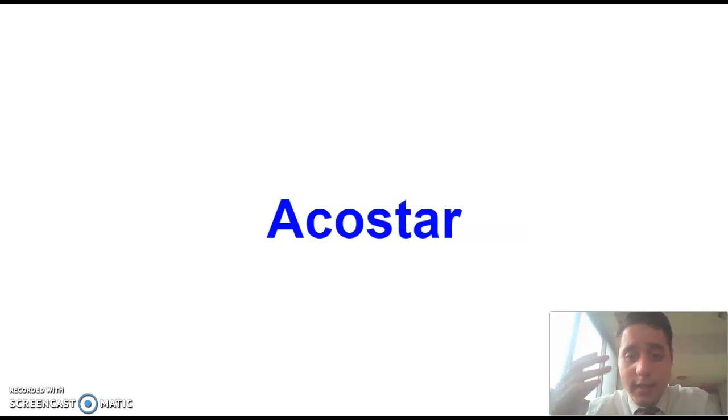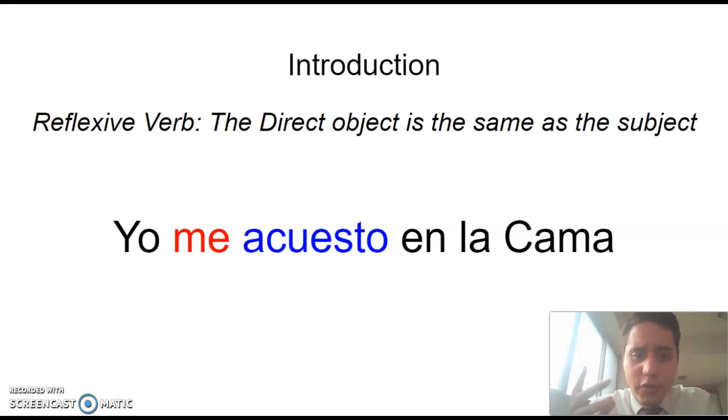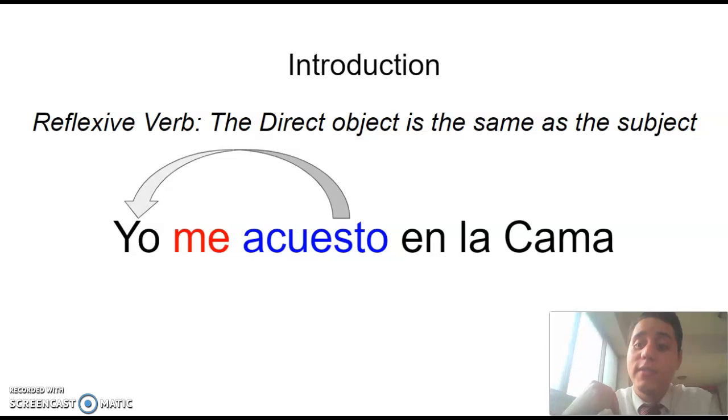In this case, the action is, or the verb is acostar, so who is receiving the action? That's the question you gotta do to yourself to be able to find the direct object. Who is the receiver of the action? In this case, yo me acuesto en la cama. I receive the action. So the reflexive verb is used when the direct object is the same as the subject. Yo is the subject, and yo is the direct object also, because yo is receiving the action. I am laying on bed. I am getting to bed.